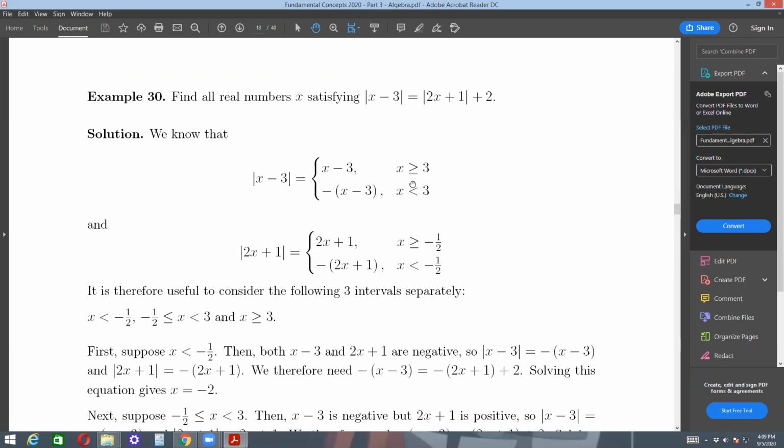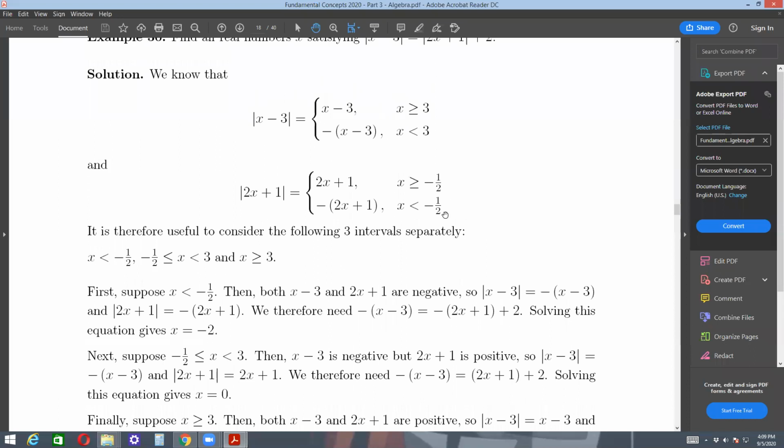So using that, the points x is equal to 3 and x is equal to minus a half are what we call critical points. Those are the points where things change. So you would have to consider different intervals using those points. So first you have x is less than minus a half because that's the smallest one of the two. And then you go minus a half to 3 with minus a half included because it's included here, but less than 3, so not included. And then lastly, x is greater than or equal to 3.